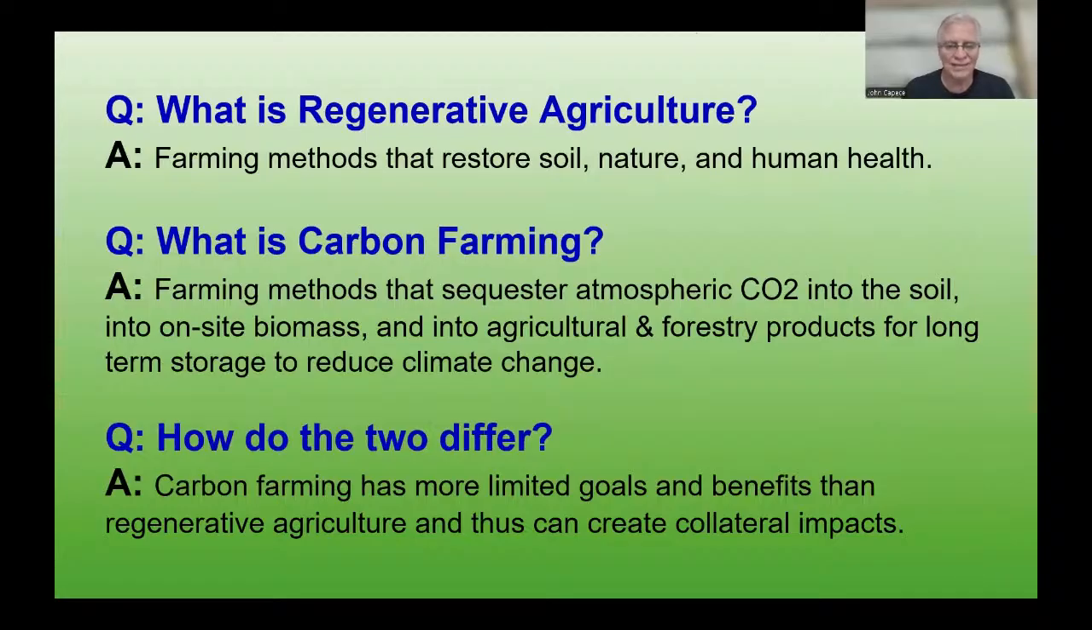Well, carbon farming has much more limited goals and benefits than a comprehensive regenerative agriculture system. Because carbon farming focuses heavily and sometimes exclusively on the single metric of carbon removal from the atmosphere using agriculture, it has the potential to create unintended collateral impacts. Regenerative agriculture, on the other hand, factors in biodiversity, water cycles, and overall human health, ensuring that our environmental fixes do not inadvertently cause new ecosystem strains.